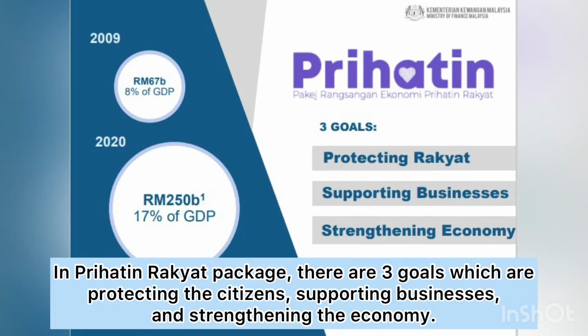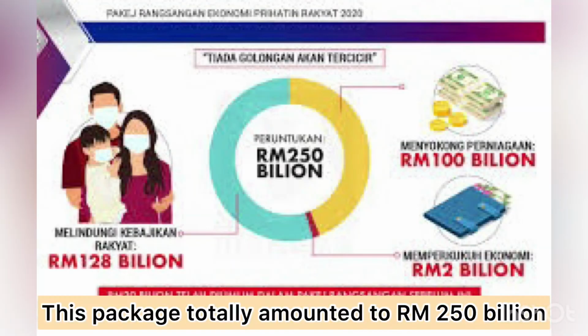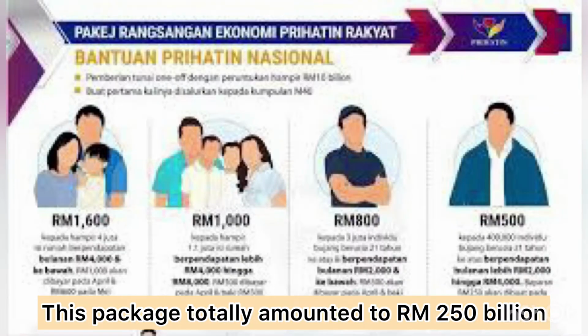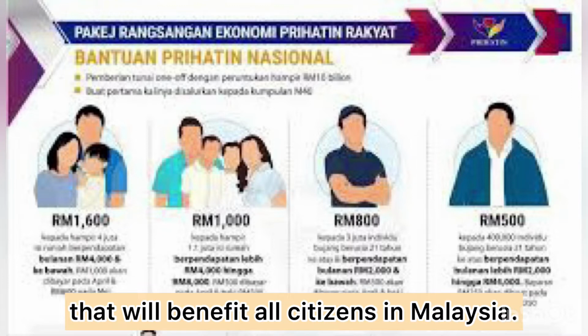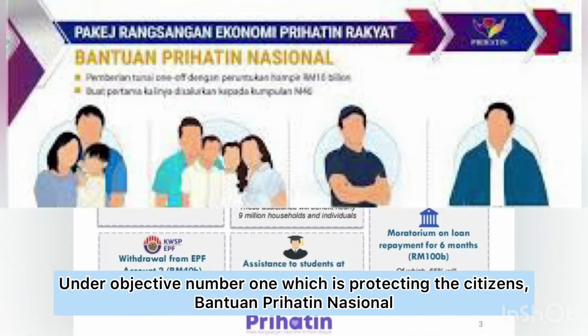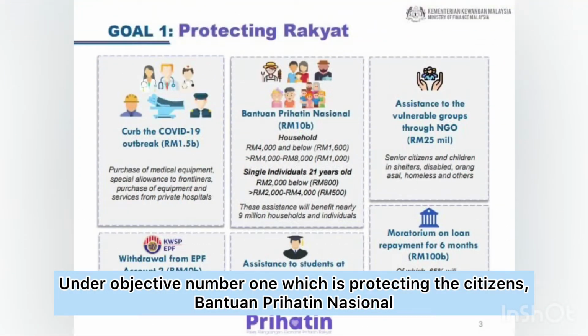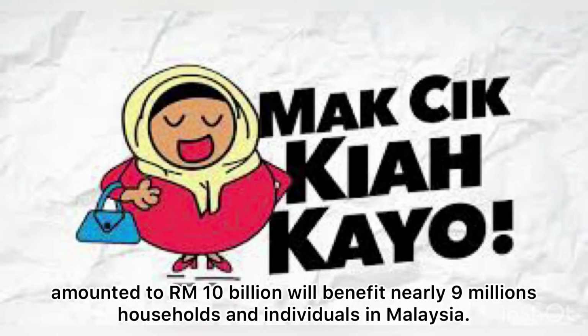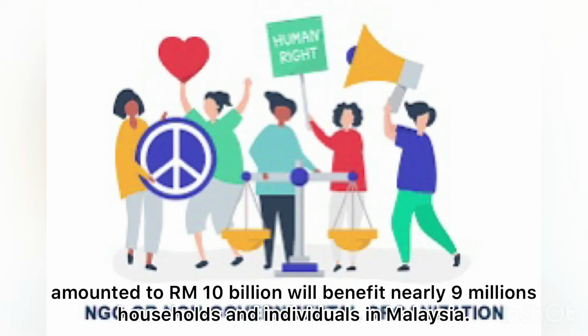In Prihatin Rakyat Package, there are 3 goals which are protecting the citizens, supporting businesses, and strengthening the economy. This package totally amounted to 250 billion ringgit that will benefit all citizens in Malaysia. Under objective number 1, which is protecting the citizens, Bantuan Prihatin Nasional amounted to 10 billion ringgit will benefit nearly 9 million households and individuals in Malaysia.